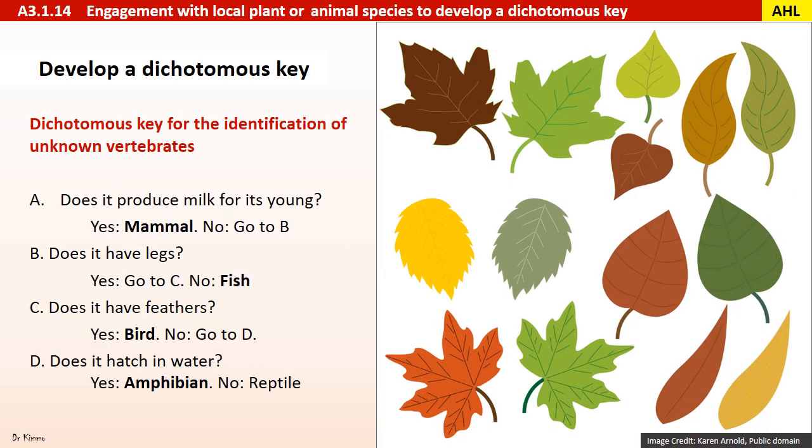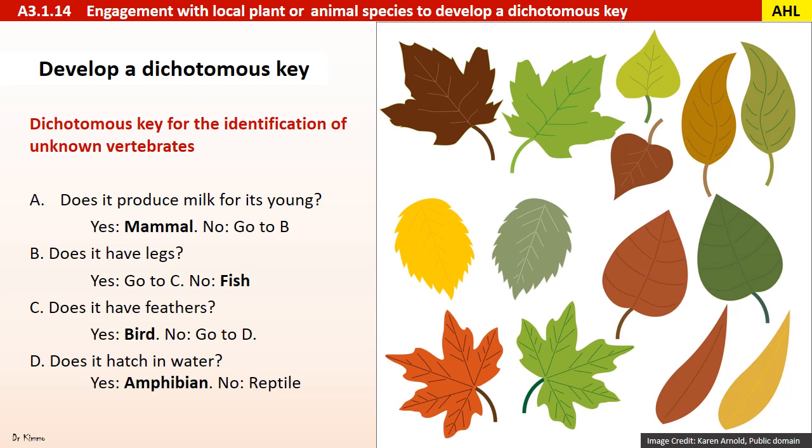As a higher level biology student, you should be able to develop a dichotomous key. In my class, we will develop a dichotomous key for trees based on the shape of their leaves. You could also develop a key for the identification of unknown vertebrates. So on the left, that's an example of a very simple dichotomous key. You have several questions and you answer them one by one.